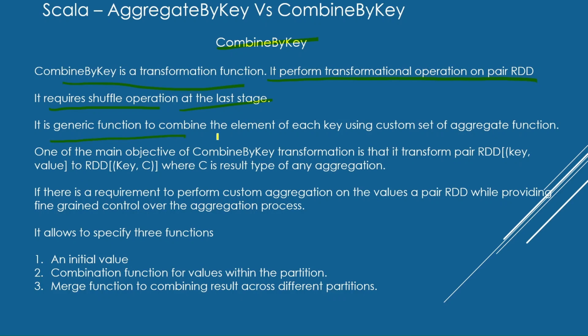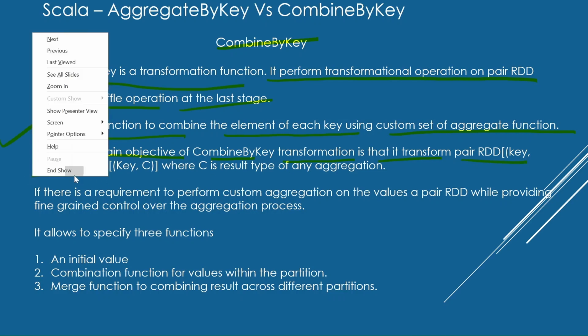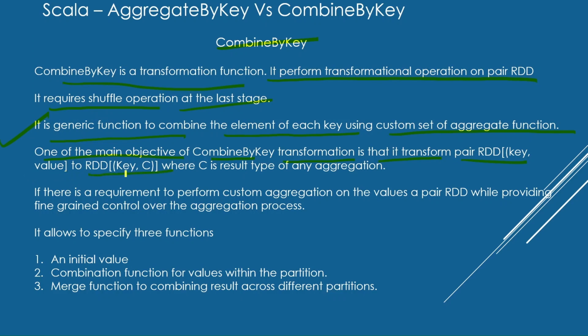It is a very generic function to combine the elements in each key using a custom set of aggregation functions. So this is very important. This combine by key is a very generic function, which is used to combine the values of each key using a custom set of aggregate functions. What is the difference? We can write a custom aggregation function. One of the main objectives of the combine by key transformation is that it transforms the RDD which is present as key and value pairs to an RDD of key and C, resulting in any type of aggregation.